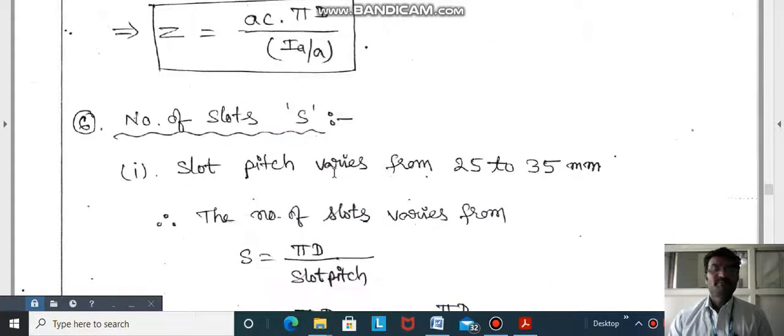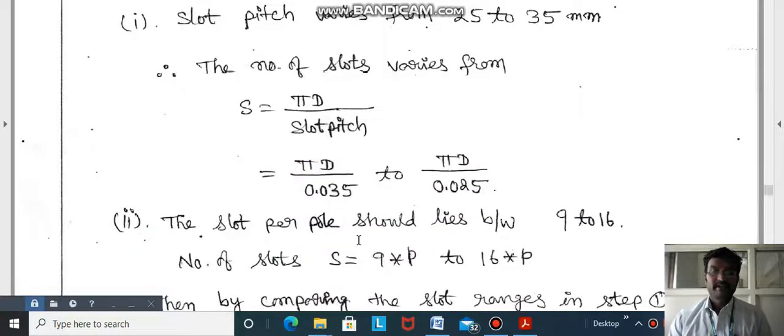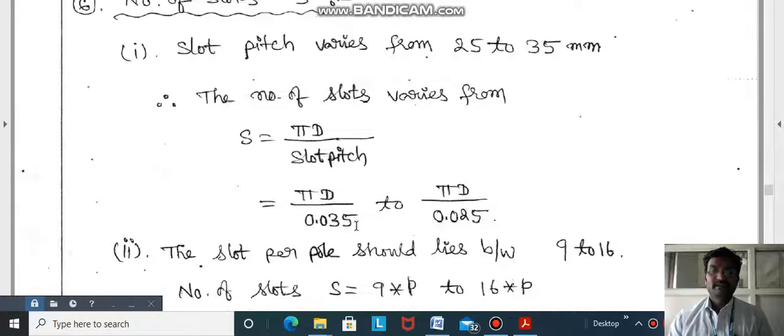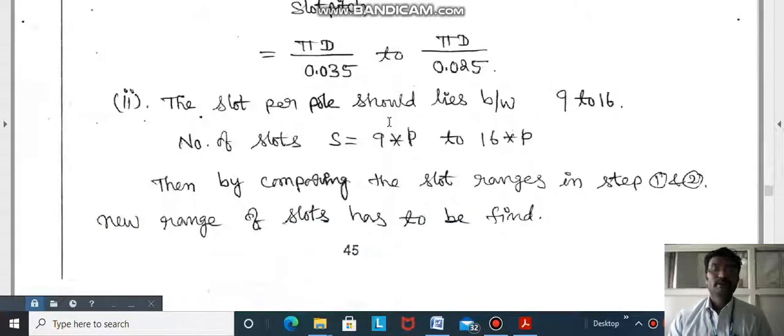Now the number of slots: the slot pitch varies from 25 to 35 mm only. The number of slots varies as S is equal to pi D by slot pitch, so pi D by 0.035 to pi D by 0.025. The slots per pole should lie between 9 to 16, so the number of slots S is equal to 9 into P to 16 into P.